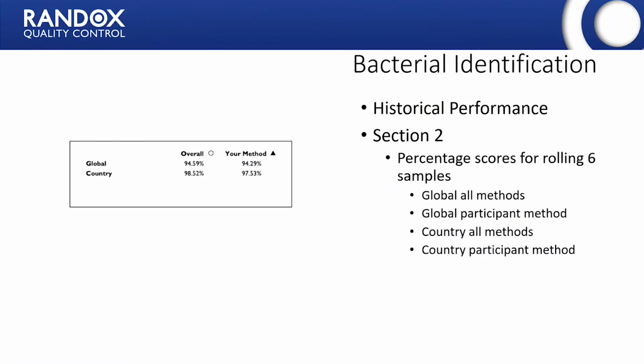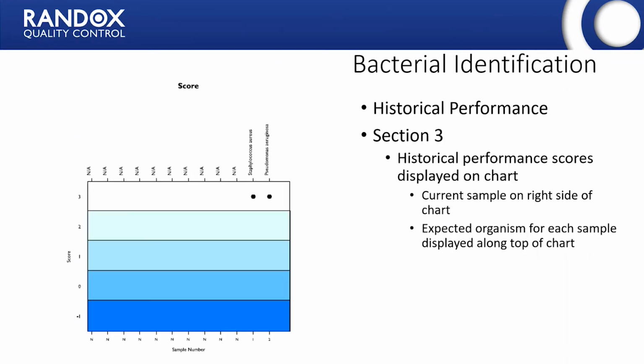Next section over is where we're looking at the historical performance globally and per country. And that's based on the method once again. So you can see the various percentages. Now you'll see the symbol here for the open circle and the triangle. This will be shown in section 4 once we get to it.